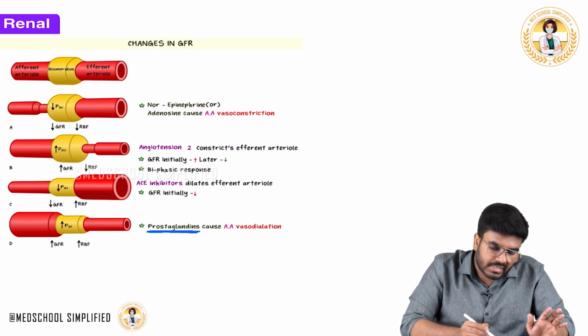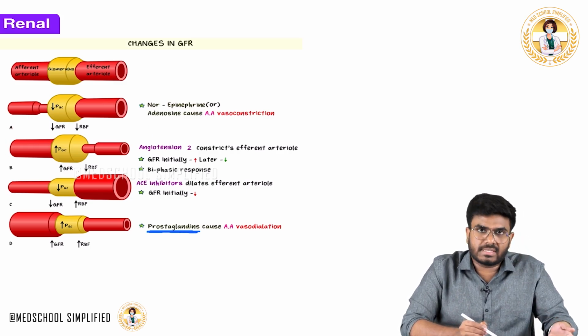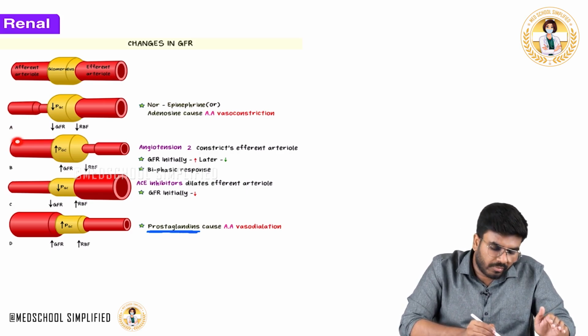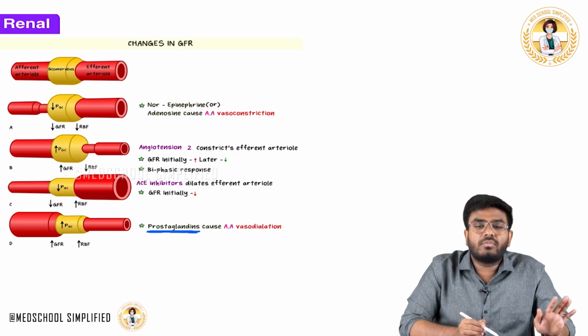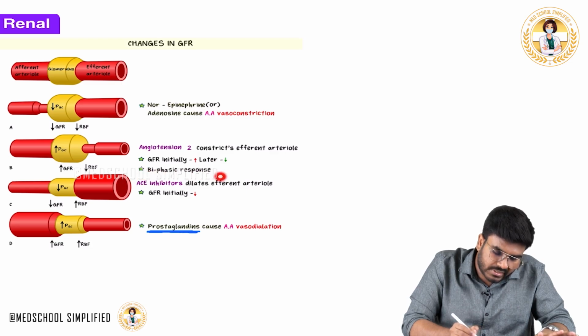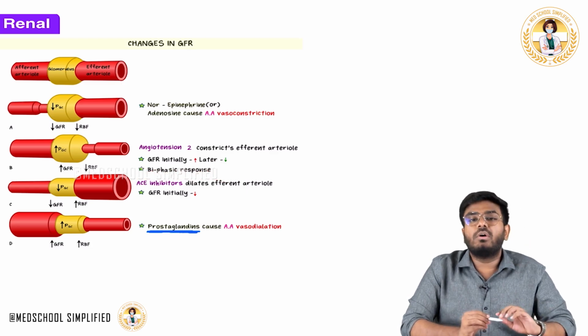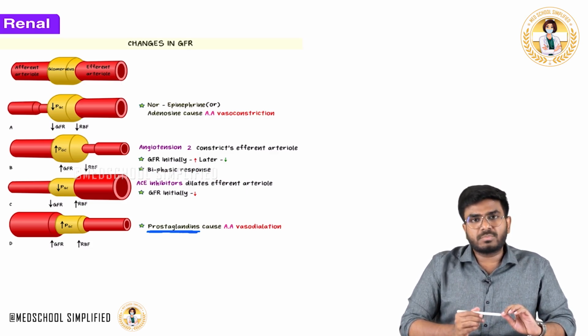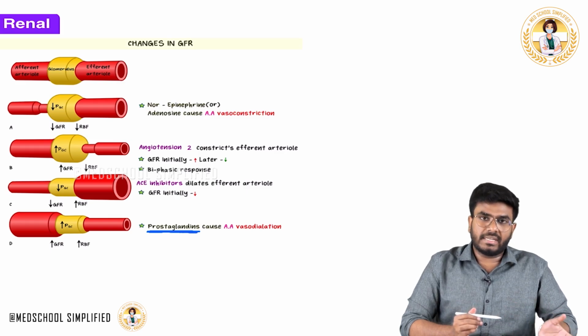But later what happens? Blood is not going out, so automatically the amount of blood that comes in will also decrease, because back pressures are getting generated. Eventually the amount of blood that will come will also decrease. So later GFR decreases. Initially GFR increases, later GFR decreases. This is called a biphasic response. Biphasic response in the GFR: initially it increases, later decreases.